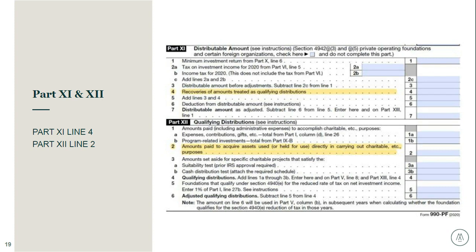And then there is also line 1B, which I skipped over, but I want to mention, program-related investments. So if you entered into a new program-related investment for the year, you would also enter that amount here.